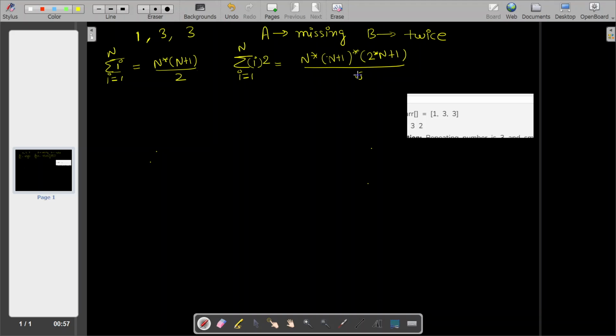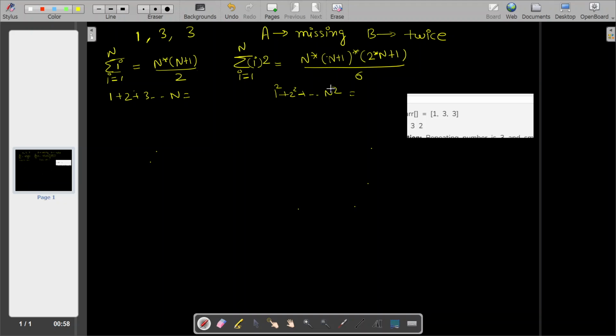This comes from the arithmetic sequence, and also many other things. Okay, so this is the summation of 1 to n, that is 1 plus 2 plus 3 up to n, and this is the summation of squares, 1 square, 2 square, up to n square.